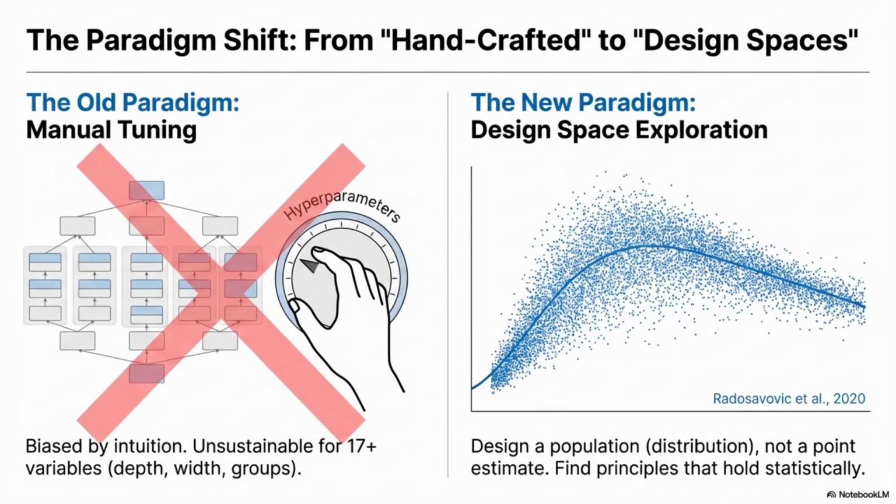This slide just perfectly illustrates that shift in thinking. The old way, manually tuning dozens of hyperparameters, depth, width, group convolutions. It was biased and just totally unsustainable. The new paradigm, what's called design space exploration, doesn't try to hunt for one perfect set of parameters, no. Instead, it designs a whole distribution of models to find the statistical principles that define a good design space.